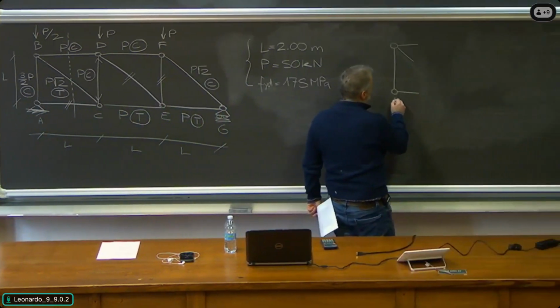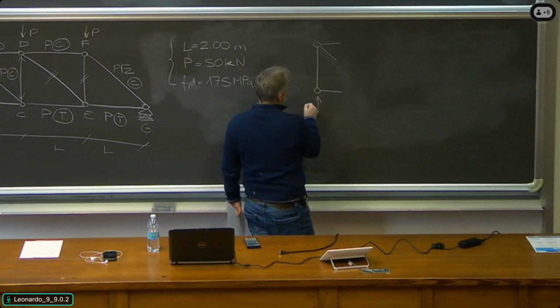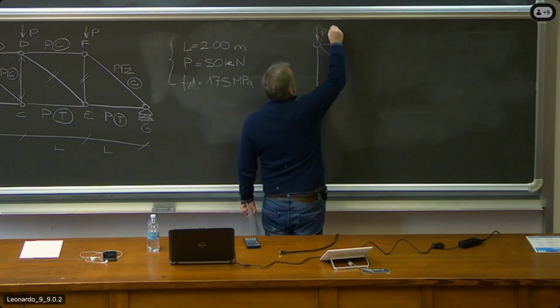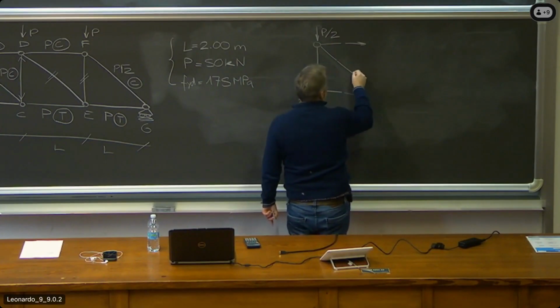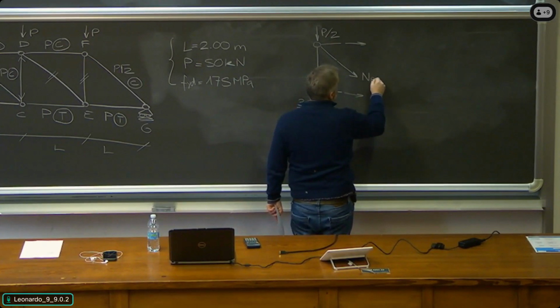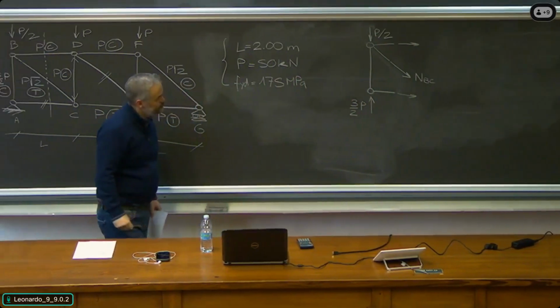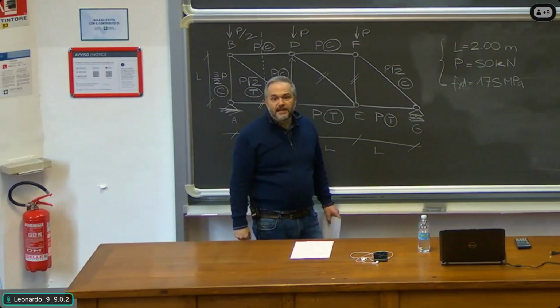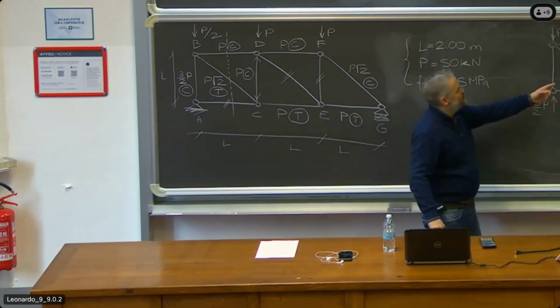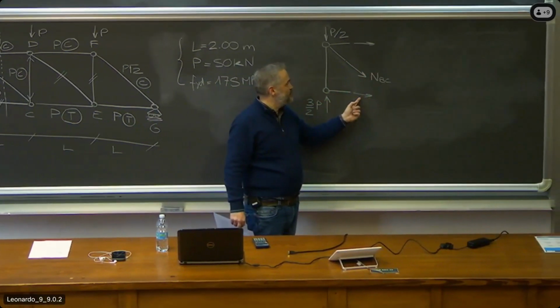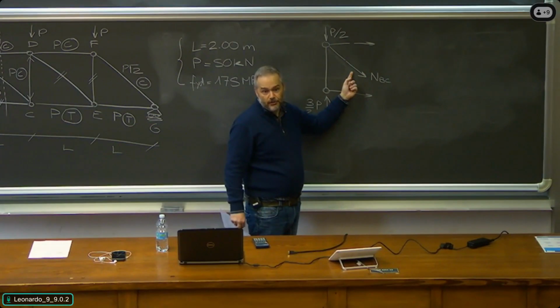So I have my reaction force here, which is VA, and we know it's 3 divided by 2 P. We have P divided by 2 here, which is the load applied. We have a force here, we have a force here. What we are interested in is NBC, okay? What is the equation that I can use to work out NBC? This force is horizontal, this force is horizontal. This NBC has a vertical and a horizontal component, so I will write the vertical equilibrium.